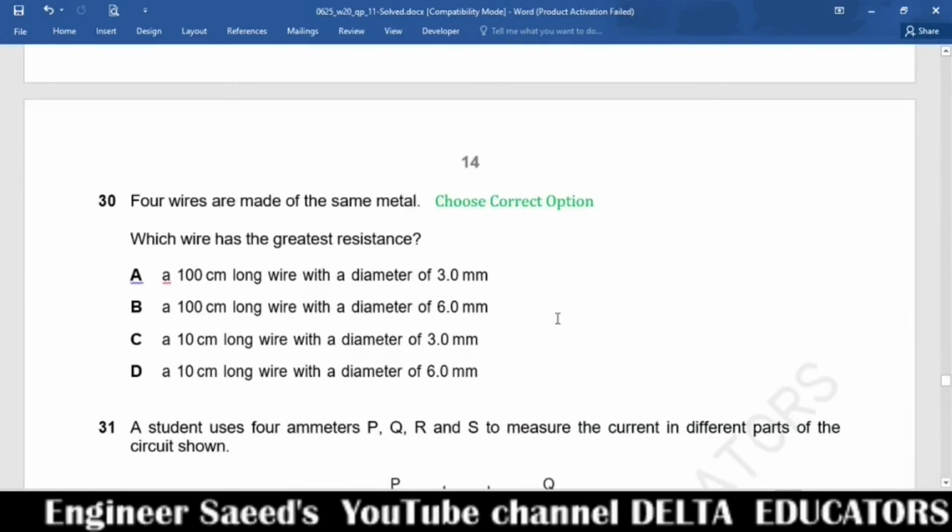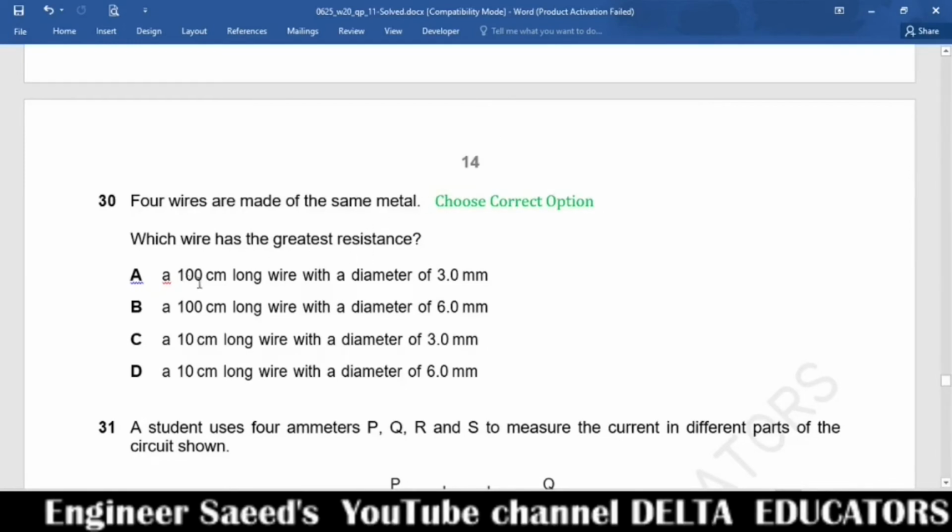Question number 30. Four wires are made of the same metal. Which wire has the greatest resistance? Resistance is directly proportional to the length of the wire and inversely proportional to the cross-sectional area. Now, cross-sectional area depends on diameter. So in other words, we can say resistance is directly proportional to the length of the wire and inversely proportional to the diameter of the wire. Now we check the options.